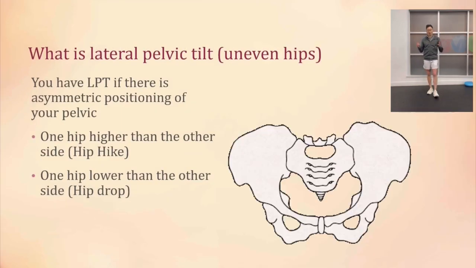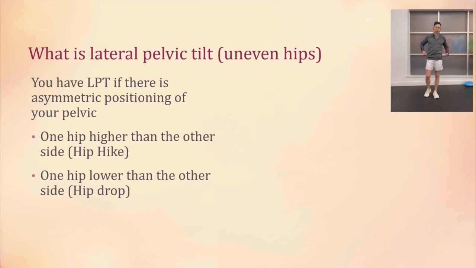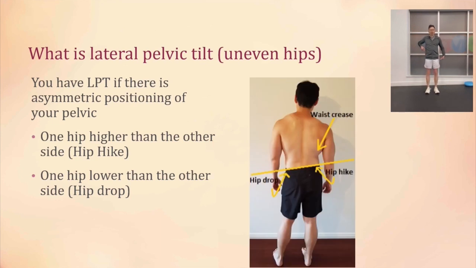So what exactly is lateral pelvic tilt? Well, it is the asymmetric positioning of the pelvis when there is one hip higher than the other side, that is what we call hip hike, or one hip lower than the other side, what we call hip drop. It is also known as uneven hips.